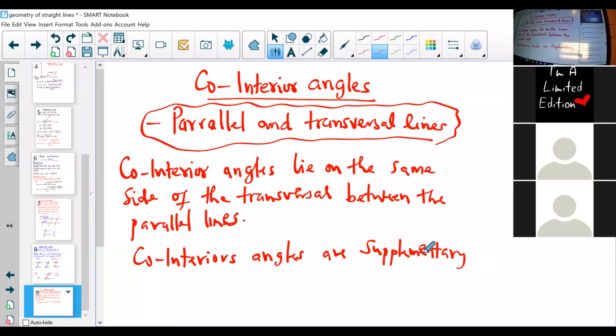Co-interior angles are, guys, what does the word supplementary mean again? When we say supplementary, quickly type your answers in. What does it mean? Oh good, thank you, they add up to 180. Amatula, thank you. They add up to 180 degrees.